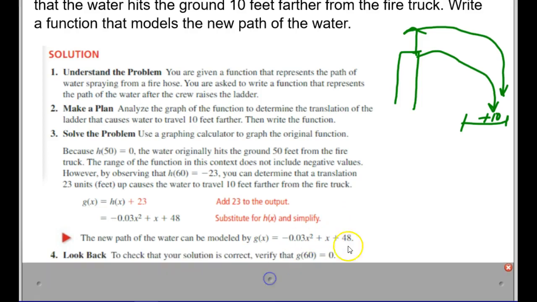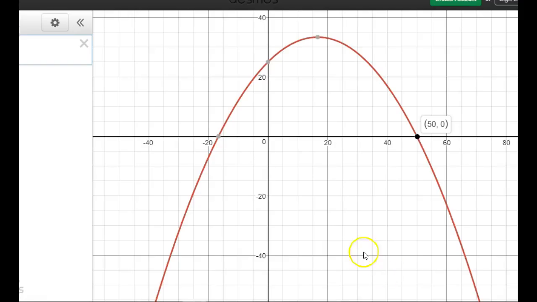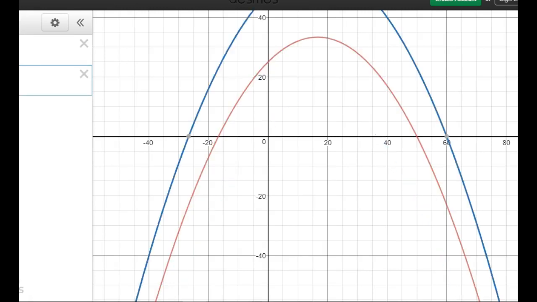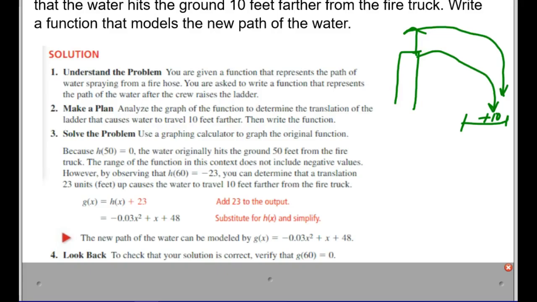Now I can graph this new one and double check. Let me copy this and paste it. So there's my exact equation. When I translate this up 23, there's my new equation that I just came up with, and I see that my graph does cross at 60 feet. So I know I was right. I can use all of the different points in my graph just to double check where I'm at and see what it looks like.